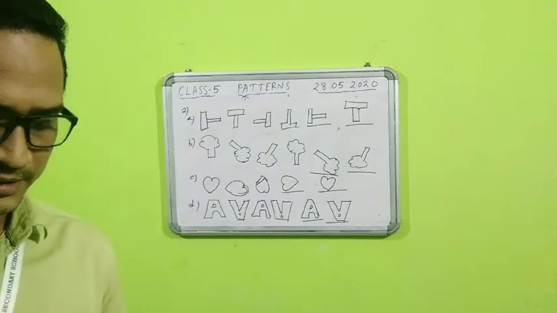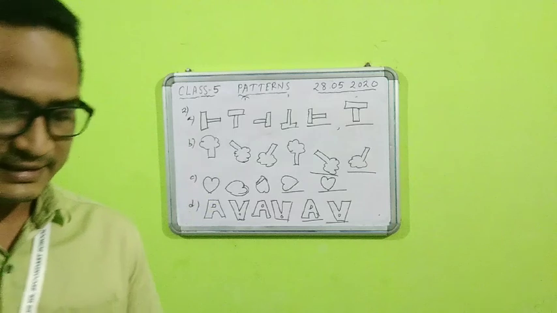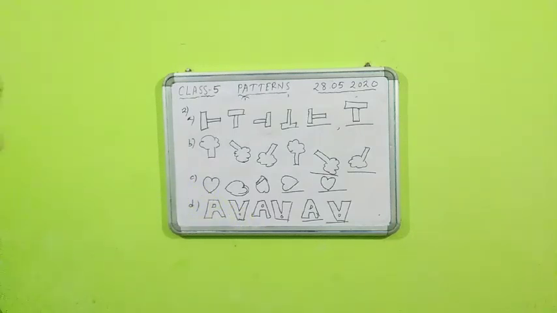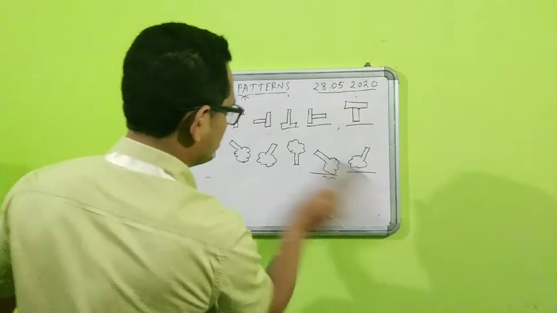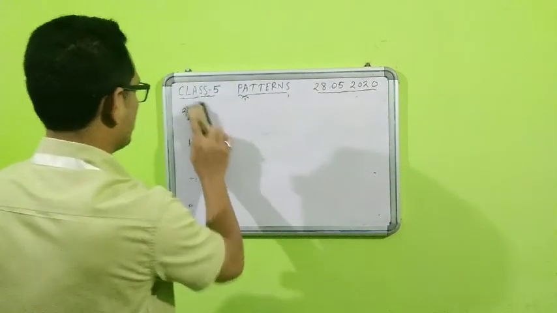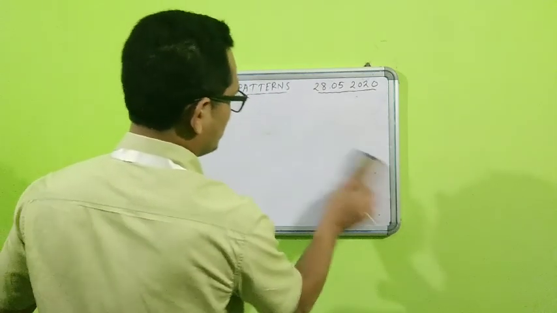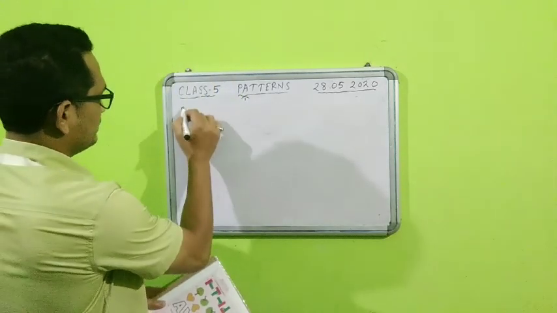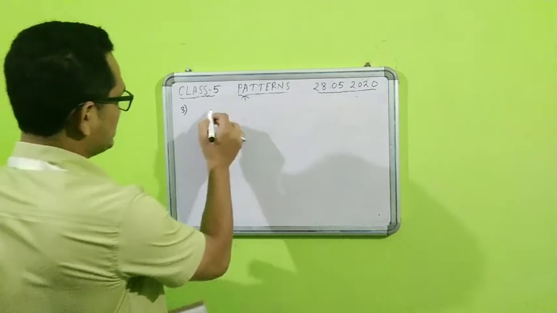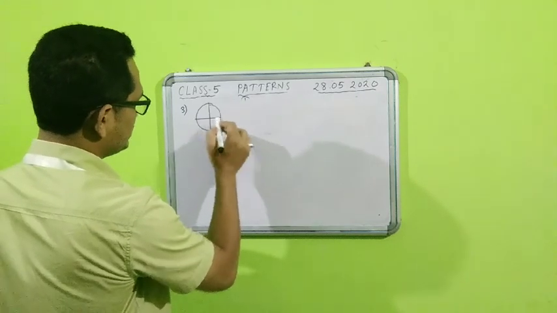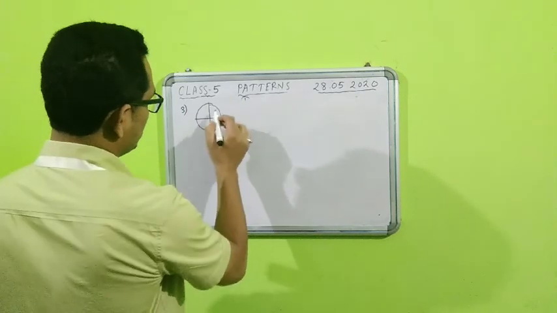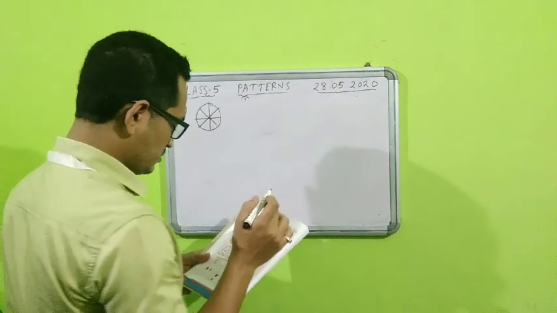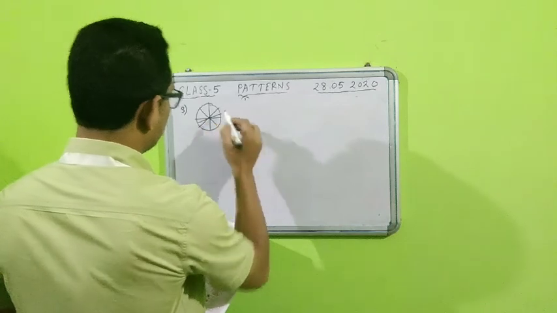Now let us go ahead with number 3. Number 3 is again: find the missing figure to complete the following patterns. So let us see how to do that one. Okay, so if you see number 3, it's a circle and it has been divided into how many parts? It has been divided into 10 parts. So 10 parts means this is 4. Say one more part I have to draw. Now suppose in this way I am going.